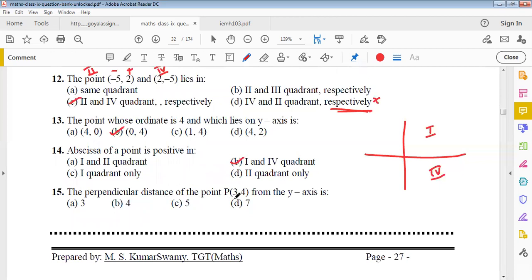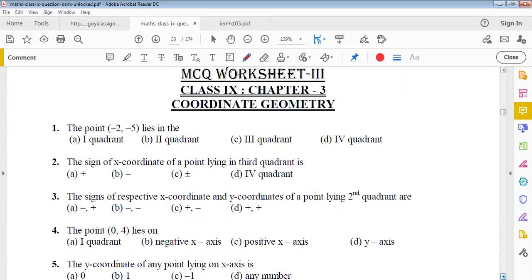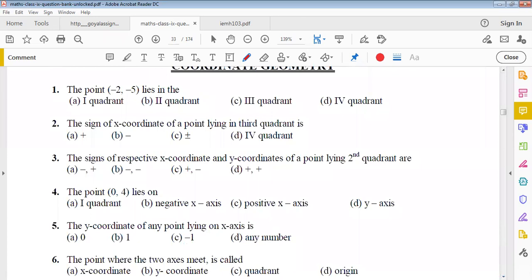The perpendicular distance of the point (3, 4). Suppose (3, 4) lies here. From the y-axis. When they say perpendicular distance from the y-axis, what do you have to take? The x value. If they say x-axis, then you take the y value. So it is 3 units. Right.